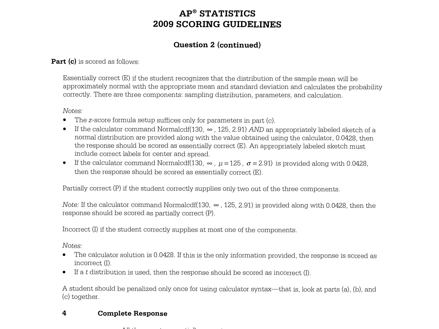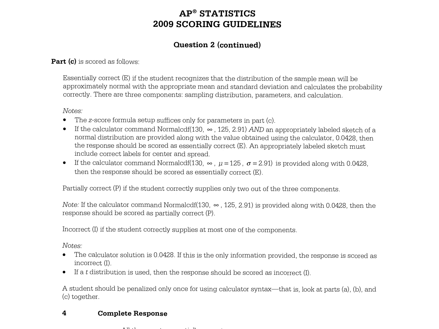Okay, and then to grade part C, the person gets essentially correct for saying x bar is normal, for giving the mean and standard deviation of x bar, and for the calculation. What was the answer? 0.0428.